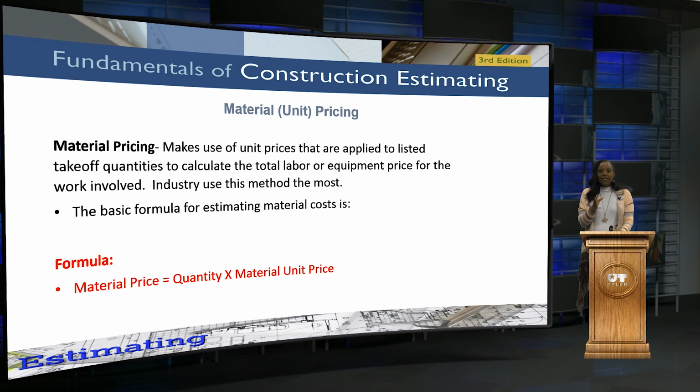Now let's talk a little bit about the pricing and how this can be set up. For the most part, I really just wanted to talk more so about the material pricing, because this is very typical of what you would typically see in our industry. It makes use of unit prices that are applied to listed takeoff quantities to then calculate the total labor or equipment price for the work involved. And like I said, the industry really does use this particular method the most. And there's a basic formula for use of material costs, and that is: material price equals your quantity times your material unit price.